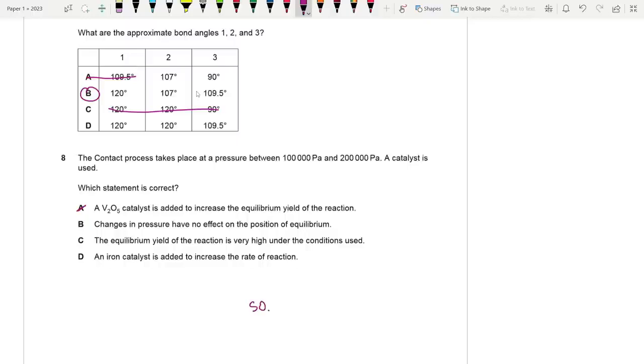Changes in pressure have no effect on the position of the equilibrium. Let's check it out. SO2 plus half O2 is equal to SO3. Since the number of moles do not match on each side, of course a change in pressure will have an effect on equilibrium. B is wrong. The equilibrium yield of the reaction is very high under the conditions used. This is true. The iron catalyst is wrong. It should be V2O5. The yield is approximately around 99%. We're at 1 to 2 ATM, right?